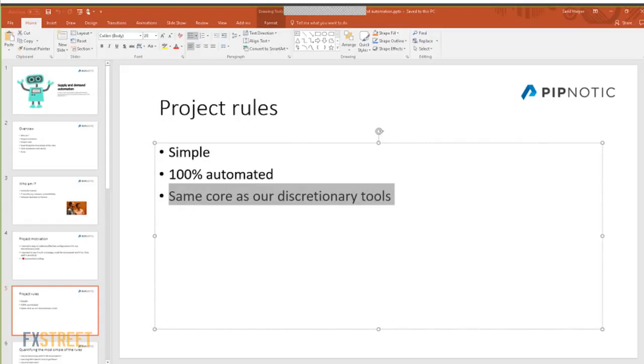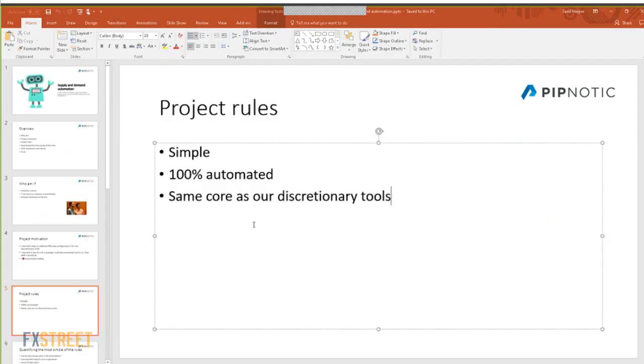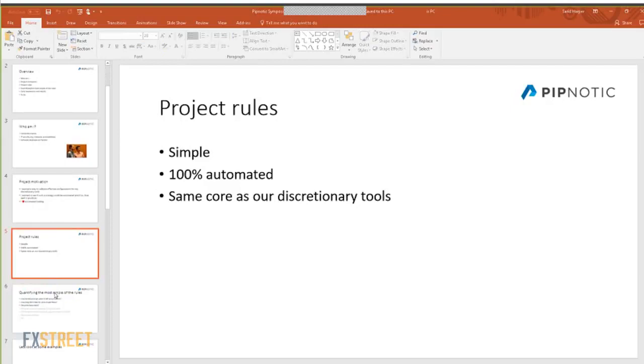And so I have these discretionary tools here, which are really, very good. And I wanted to base it on the same logic that's built into these tools here. I didn't want to have to start from scratch. So I was just using the core, the engine of the other tools I was using, and that was the primary component in this algorithmic trading project of mine.